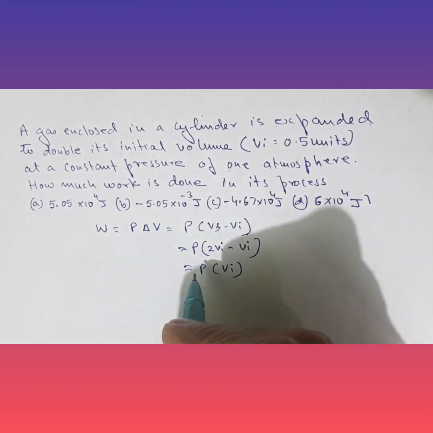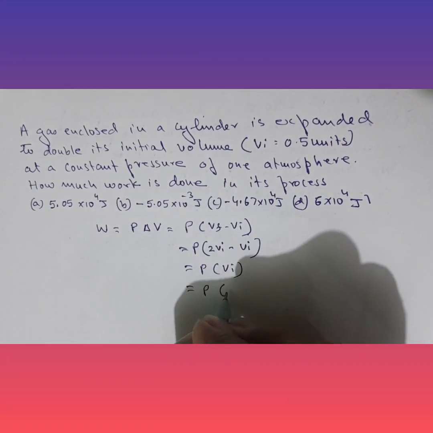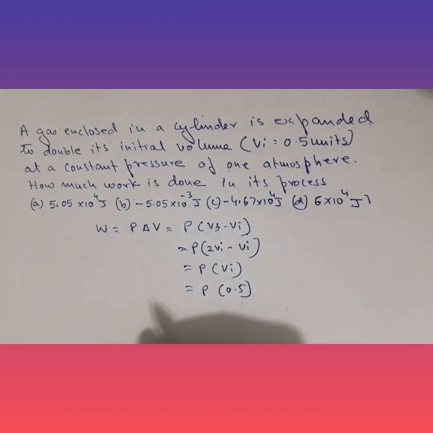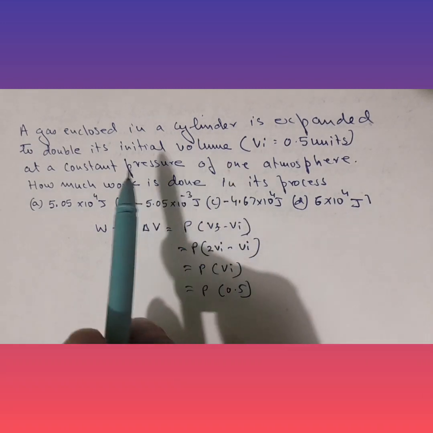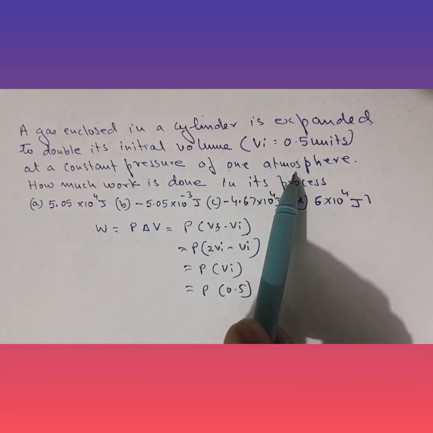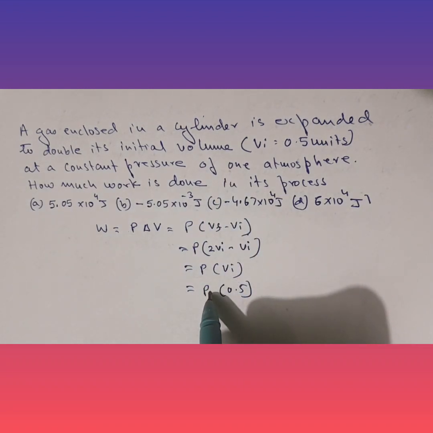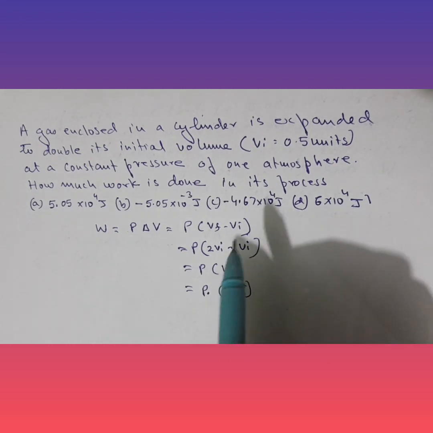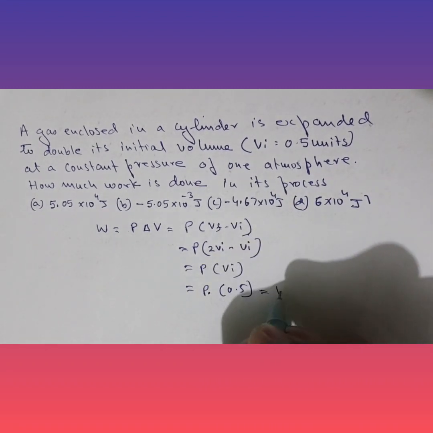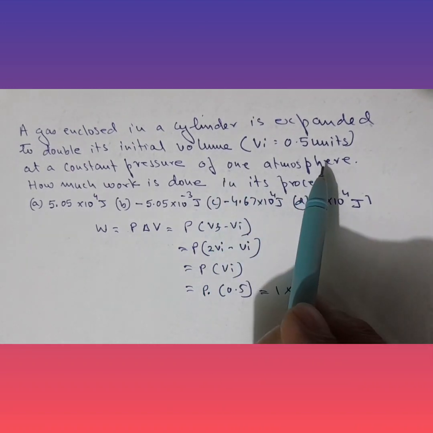So it would be pressure into 0.5. Alright. Now 0.5 units they have mentioned. Now again pressure over here is in atmosphere, but we want answer in joule. So we have got to convert atmosphere to Pascal. Alright, for doing so we have to multiply that with 1 atmosphere, right? So I can put in here 1 into 0.5, but I've got to convert that 1 atmosphere into Pascal.